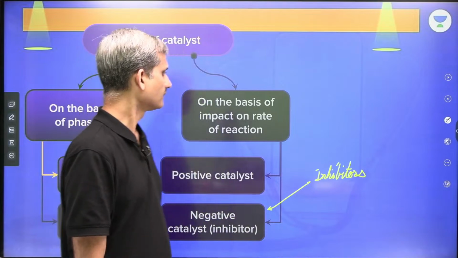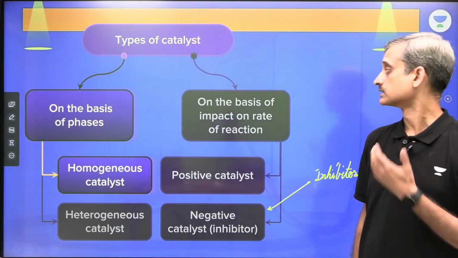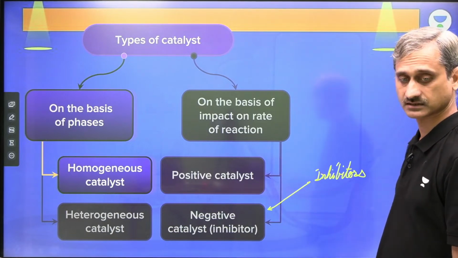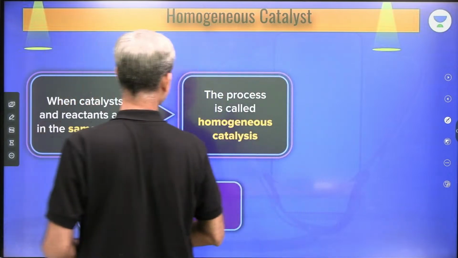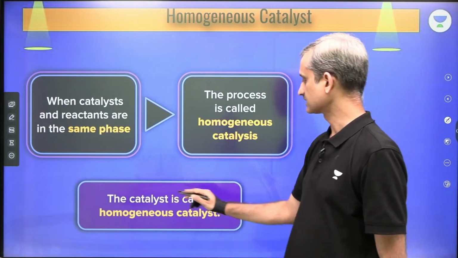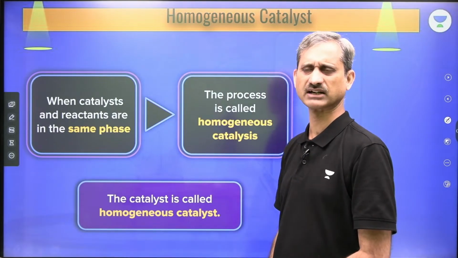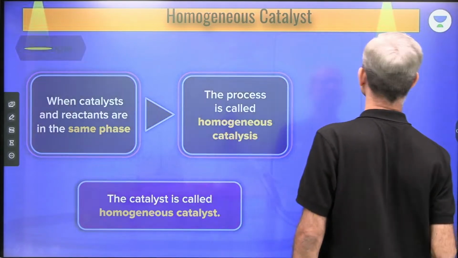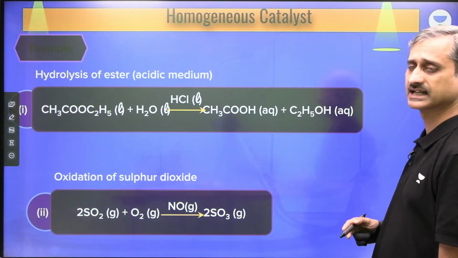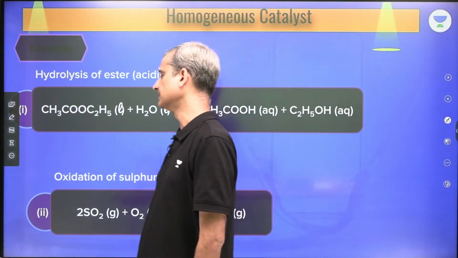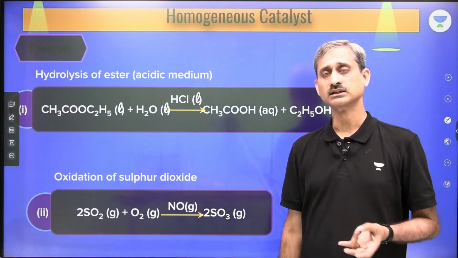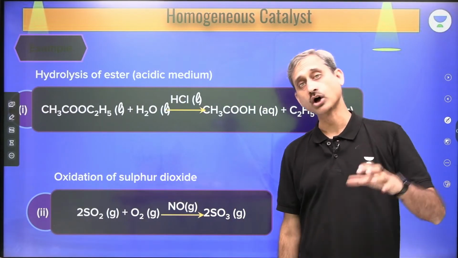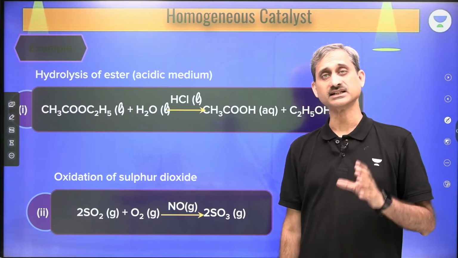Okay, fine. So let's talk about the types of catalysts on the basis of phases, the homogeneous and the heterogeneous catalysts. When the catalyst and the reactants and the products are in the same phase, the process is called homogeneous catalysis. The catalyst is called the homogeneous catalyst, and there are so many examples of that form. Like the hydrolysis of ester in acidic medium. In this case, the H plus becomes the catalyst, and the ester, the water, the product, that is alcohol and carboxylic acid, and the catalyst H plus are present in the same phase, that is, the same aqueous solution.